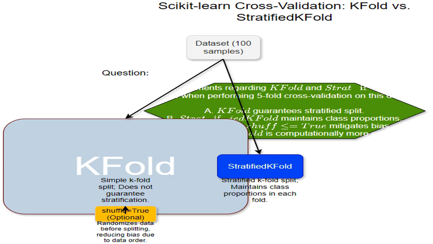K-fold is a basic way to split data into folds for cross-validation. It simply divides the data sequentially. Think of cutting a pie into slices. The slices aren't necessarily the same size or contain the same type of filling. It doesn't consider the class distribution of your data.